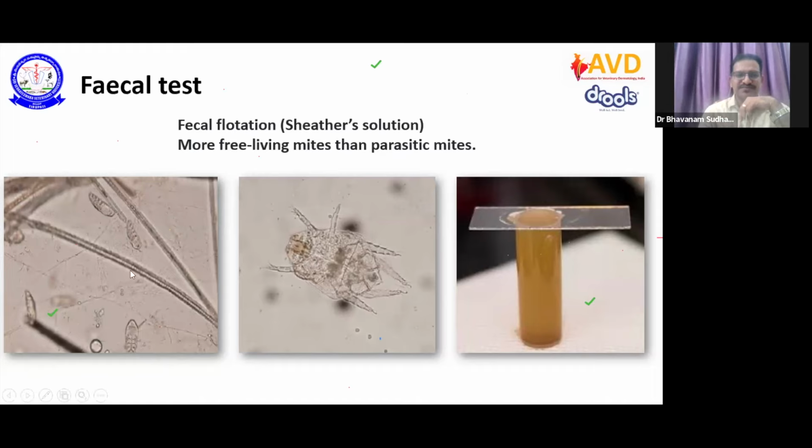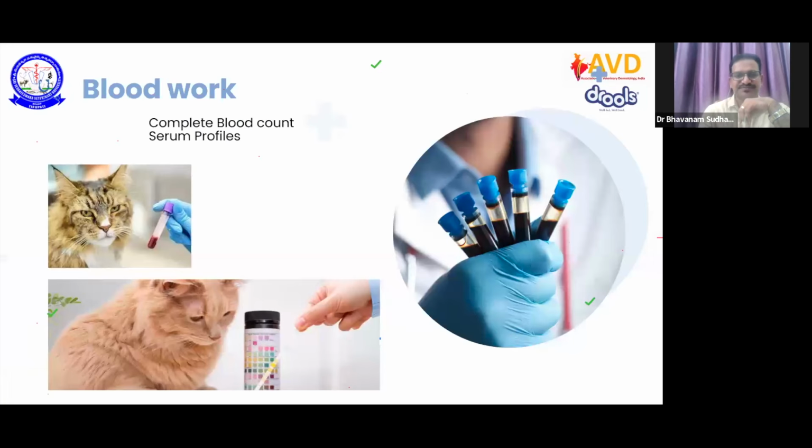Here I have to collect the fecal sample, go for the Sheather's solution addition, but we need to go for flotation, not for the sedimentation method. So it will float. We have to collect the top layer for confirmation.